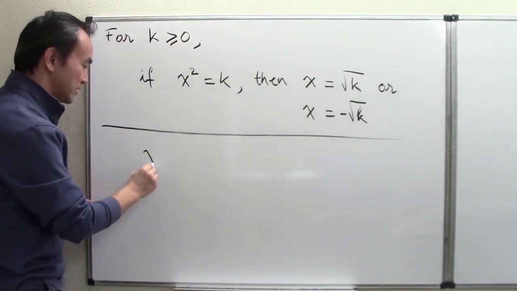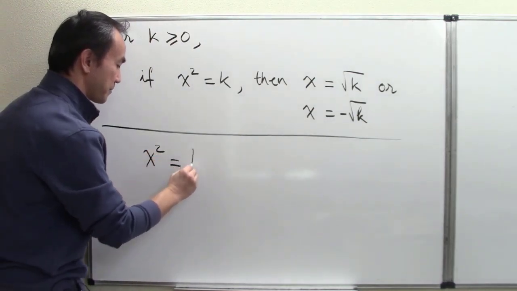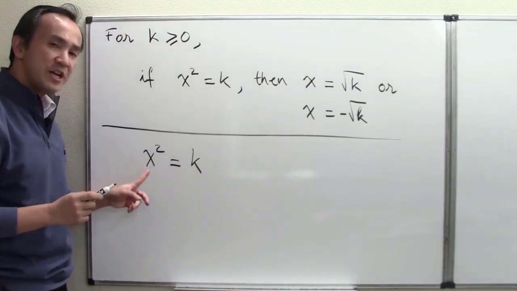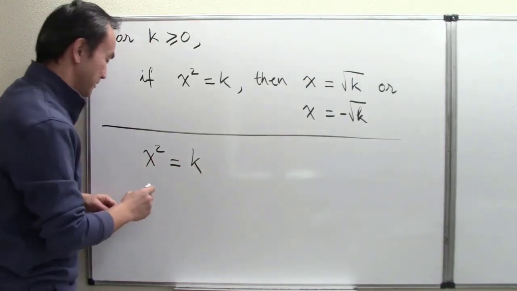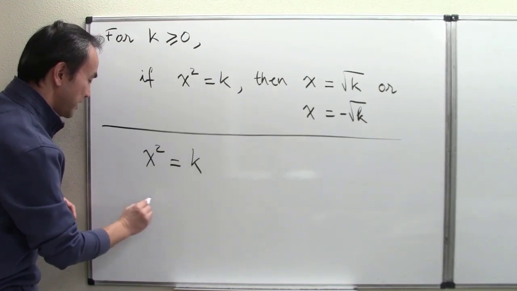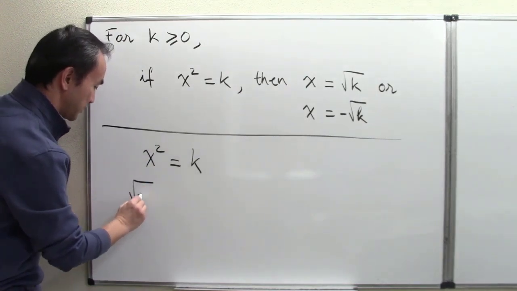Let's start with x squared equals k. If we know this, then mathematically speaking, we can take the square root of both sides.